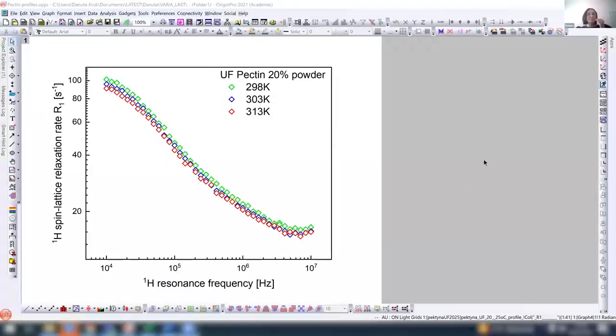It's an Origin file. With pectin, 20% pectin dissolved in water at different temperatures. You do not see much change with temperature, although one should note that we have a logarithmic scale here. But the first observation which I would make is that here the curves go up. This can be caused only by paramagnetic admixtures. So I would strongly propose to perform an ESR experiment because we should see something. Because here it goes up, obviously.